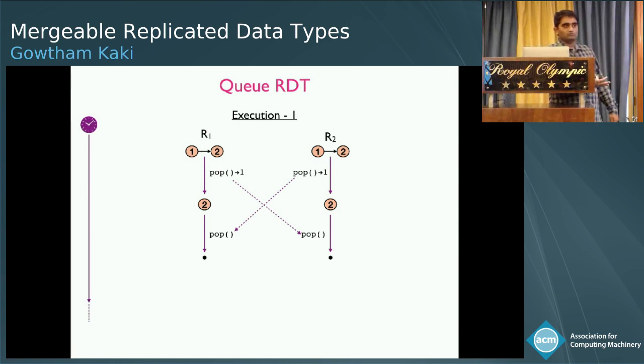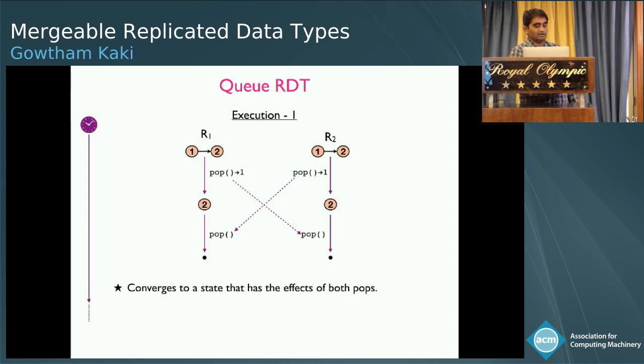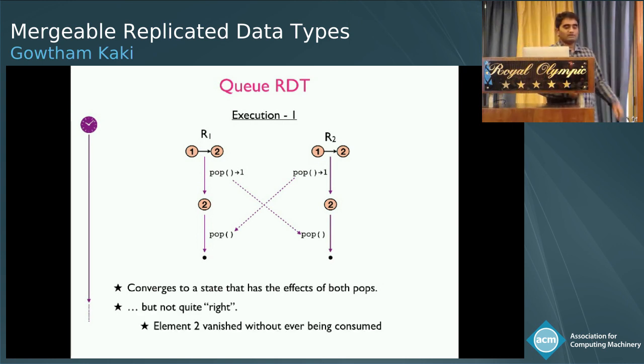They get applied to the remote replicas. So here in this execution, the execution actually converges to a state that has the effects of both the pops, but it's not quite right because if you observe, the element 2 has somehow vanished from the queue without ever being consumed, right?